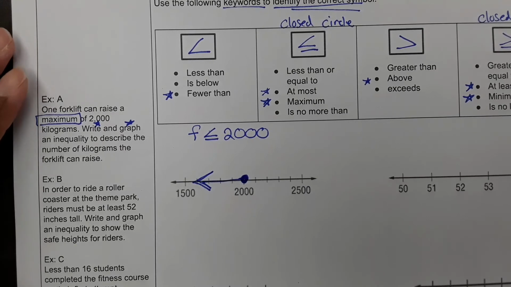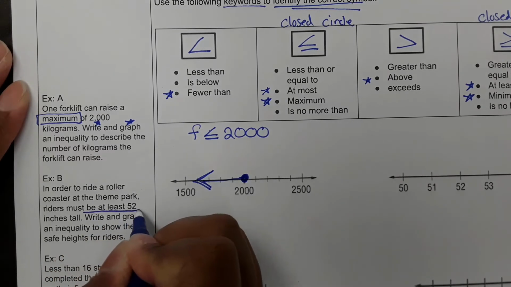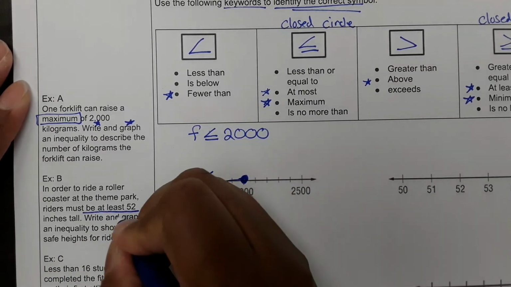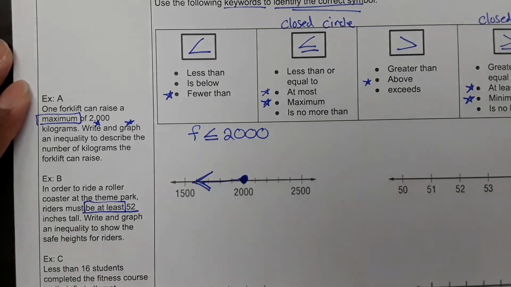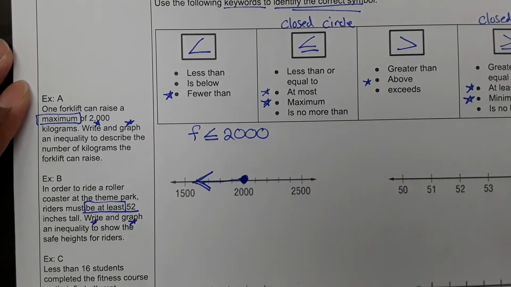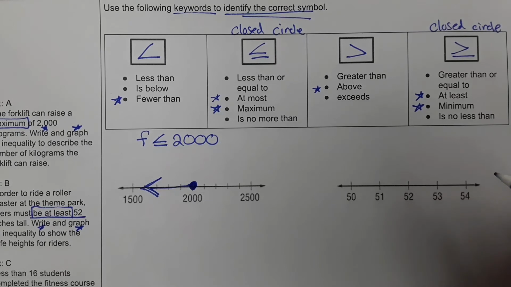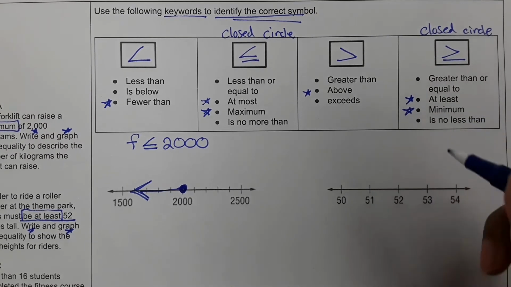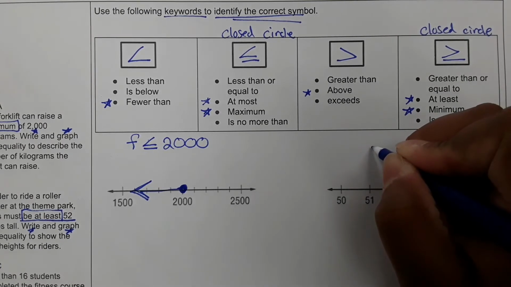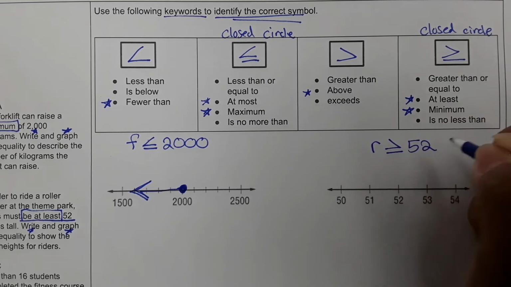Next example. In order to ride a roller coaster at the theme park, riders must be at least 52 inches tall. Keywords here, at least. We are to write and graph an inequality to show the safe heights for riders. I'm going to do that over here. We know at least means we're using greater than or equal to. So let's say riders must be greater than or equal to 52.